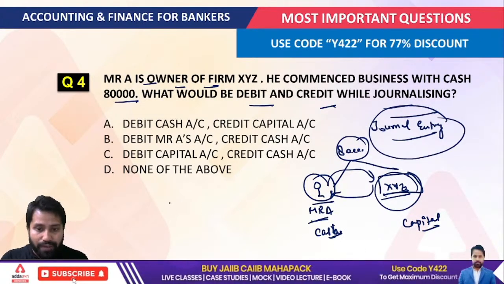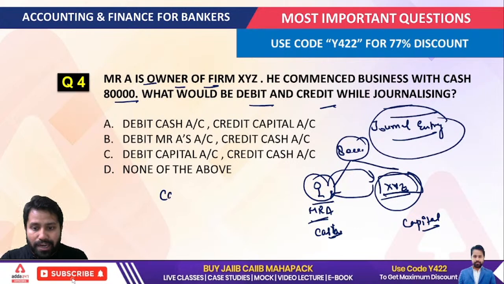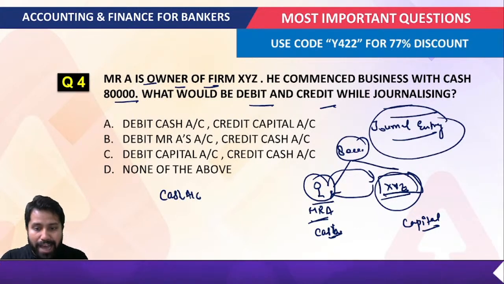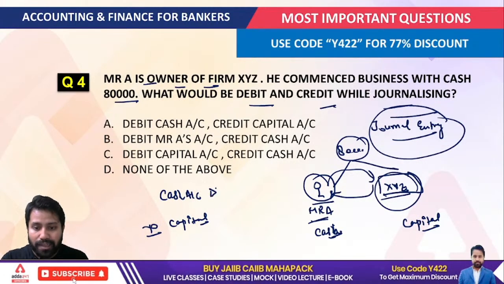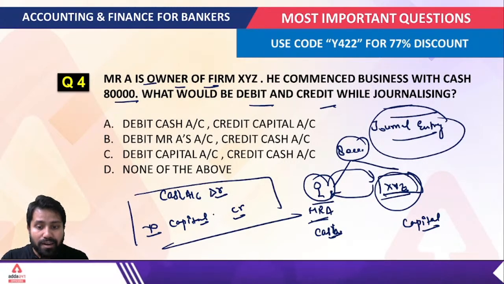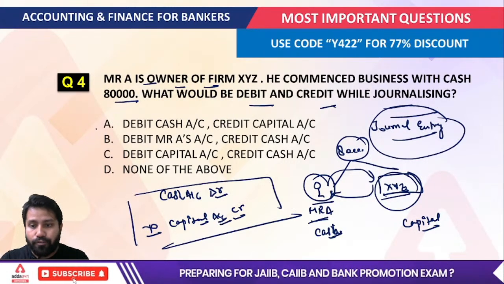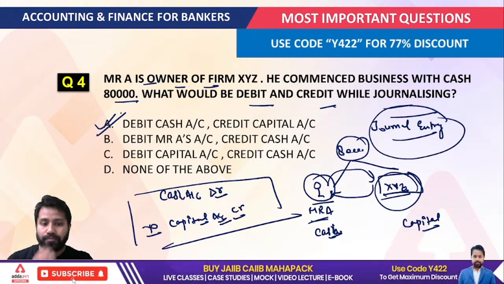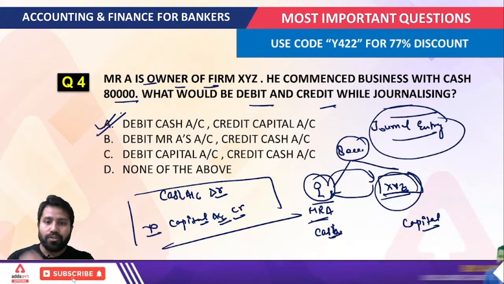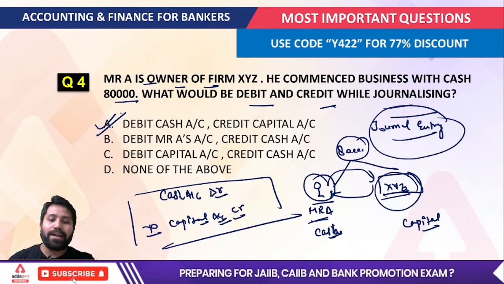Okay, and when we have to make the entry, you can see the cash account as well as the capital account. So when you make the entry here, you have to debit the cash account, while you have to credit the capital account. That would be your answer for this question. I hope this is understandable for everyone. So the cash account would be debited here, and the capital account would be credited here.